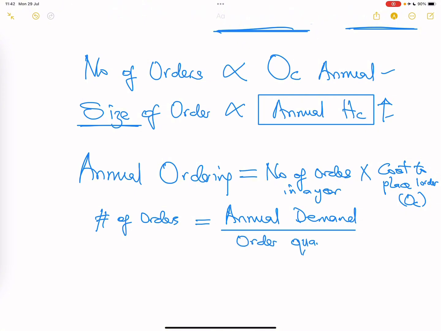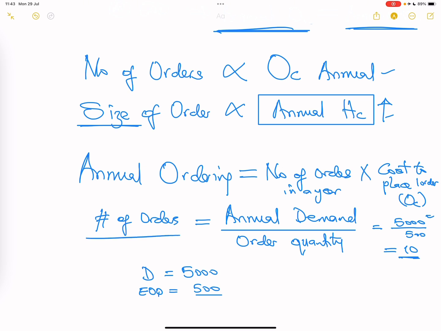And I think that makes good sense, because take for instance, if you need 5,000 in a year as your annual demand, and say you use EOQ and your quantity is 500, which means every time you want to place an order, you can only place 500. That means your number of orders will be equal to the 5,000 you need in a year divided by the 500 you place per order. And that means for that year you have to order 10 times to achieve the 5,000 you need in a year. So that's how you get your number of orders.